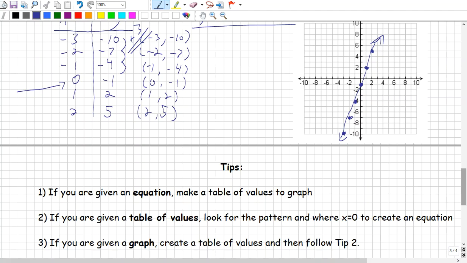If you're given just a graph, though, and you have all these points, you can create a table of values by going backwards, by saying, okay, well, that point there at the bottom was -3, -10, and then I can put that in my table of values. And then the next point over here was -2, -7 down here. And then I can put that into my table of values, and then I can come up with my equation that way. So if you're given a graph, you should be able to come up with the equation as well, working backwards, going to the coordinate points, putting those coordinate points on the table of values, and then seeing what the pattern is and what the value at 0 equals.